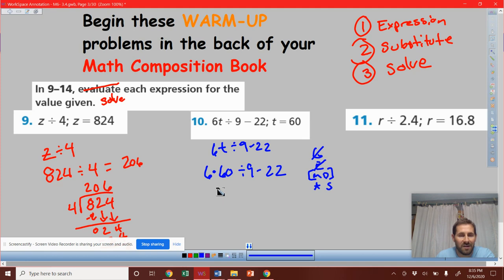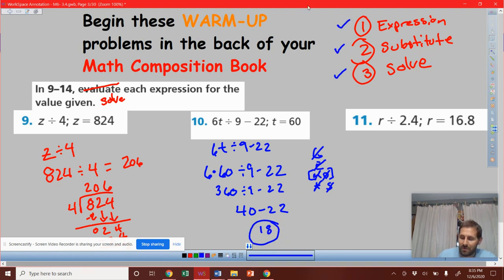So we do 6 times 60. That's 360. I'm going to bring down the divide by 9 and the minus 22. So multiplication's done. Now I can do the division. 360 divided by 9 is 40. And you could do your long division. I just know my math facts that how many 9s go into 36 is 4. And then since there's that extra 0, I can add that 0 to it. Then we bring down the minus 22. Okay, so division's done. There's no addition, so I cancel that already. We just have subtraction. So 40 minus 22 is 18. So we wrote the expression, we substituted, we solved.